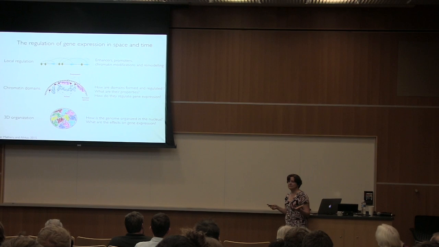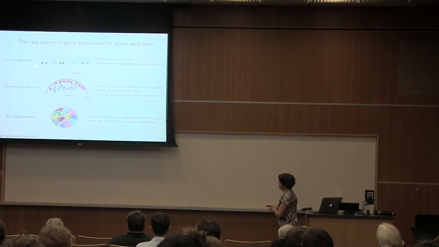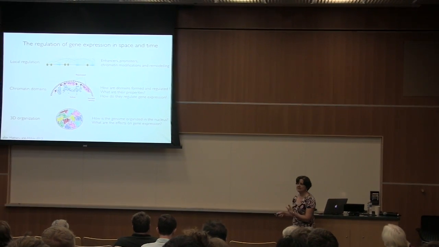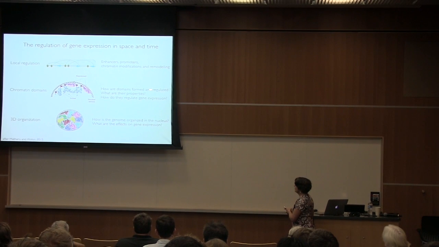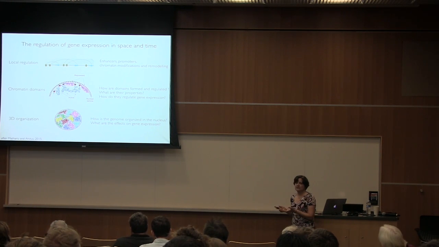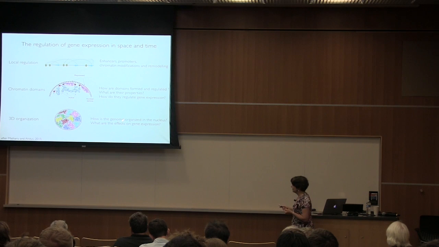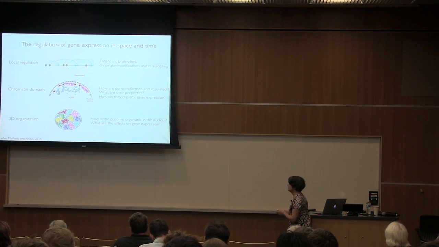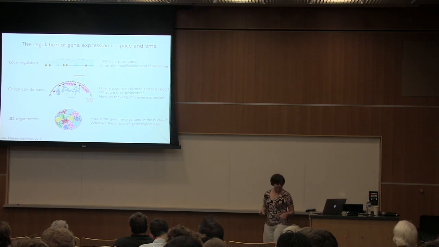More general environment can affect gene expression, and we're interested in how chromatin domains can form, how they're regulated, and how they can influence gene expression. And then at an even more global level, how the genome is organized in the nucleus. There's ample evidence from a lot of systems that where a gene is positioned can influence its gene expression, and this can be regulated.